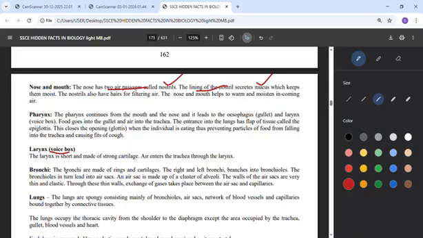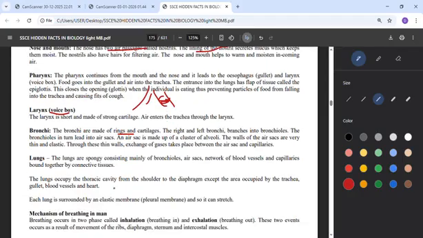Then bronchi are made of rings and cartilage, as I've shown you earlier. The right and left bronchi branch into bronchioles, so the division of the bronchi gives us bronchioles. The next one is the lungs. The lungs are always spongy, and inside them we can see mainly bronchioles, air sacs, and a network of blood vessels.